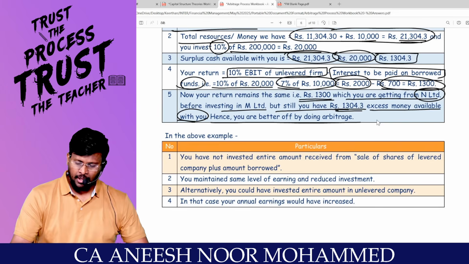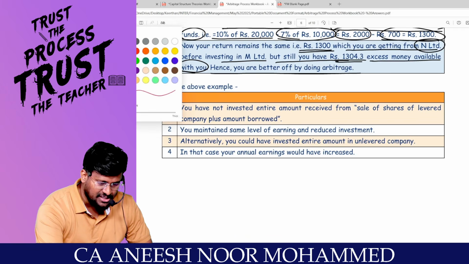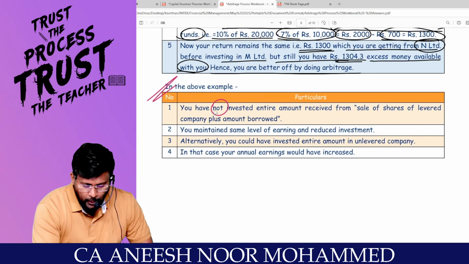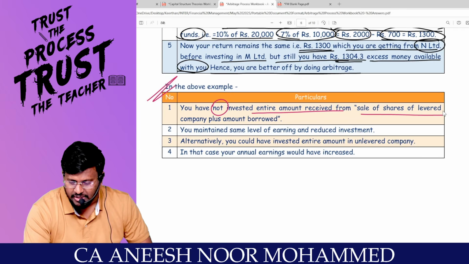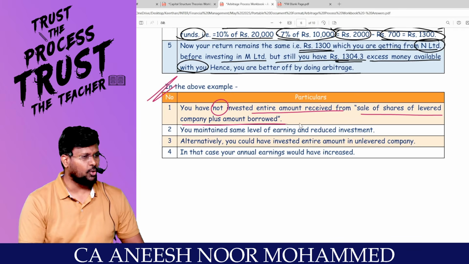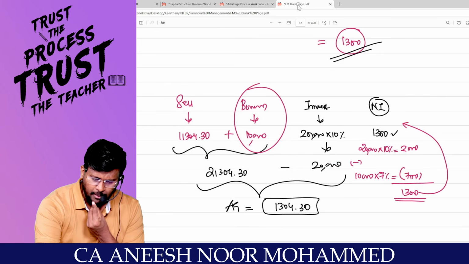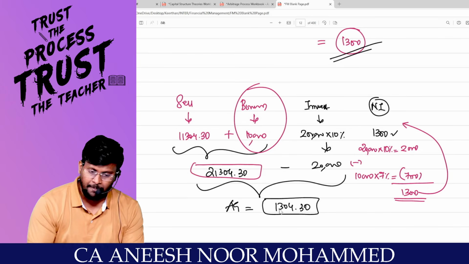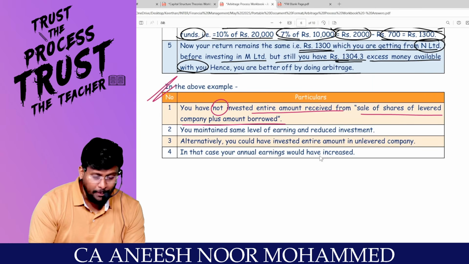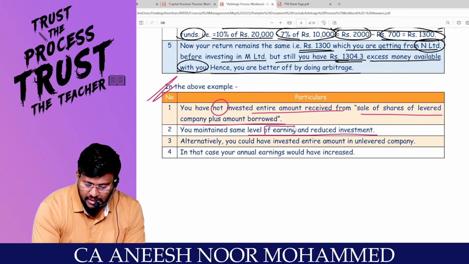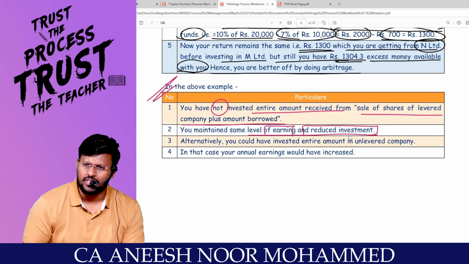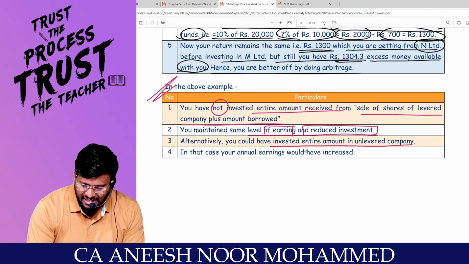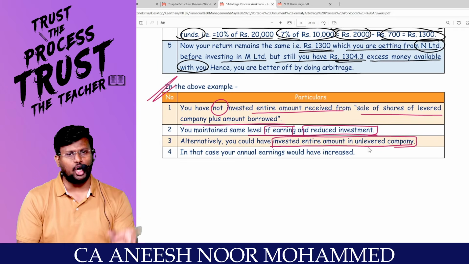Comfortable? If you see the key moments in this example, you have not invested the entire amount received from sale of shares of levered plus amount borrowed. Correct? Because the total money available with you was 21,304. You invested only 20,000. Number two, you maintain same level of earnings and reduced investments. Correct, sir? Alternatively, you could have invested entire amount in the company also.